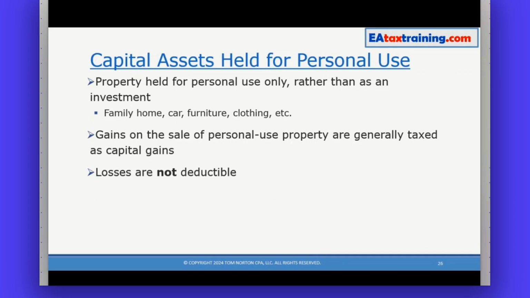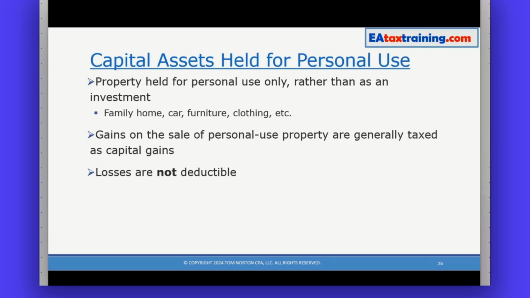Capital assets that are held for personal use. So these are property that's held for personal use only rather than as an investment. Think about your home, your car, your furniture, your clothing, etc. All of those are capital assets, but they are personal use capital assets. The gain on the sale of personal use property is taxed as a capital gain, but the losses are not deductible.